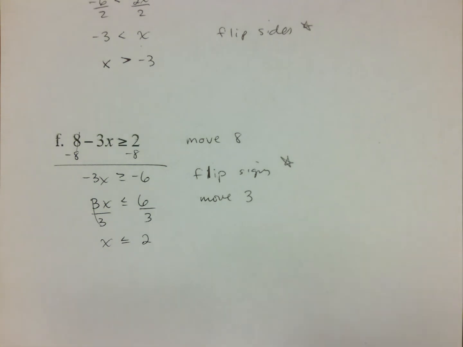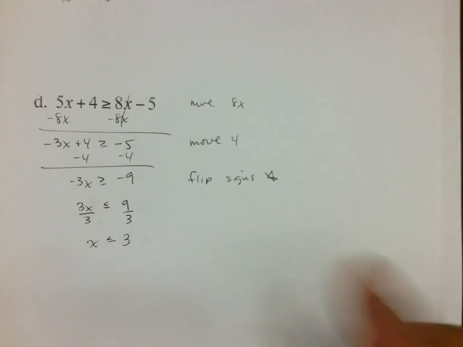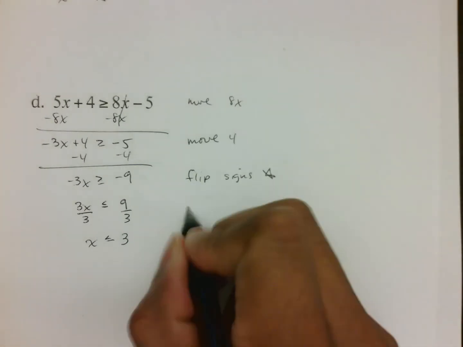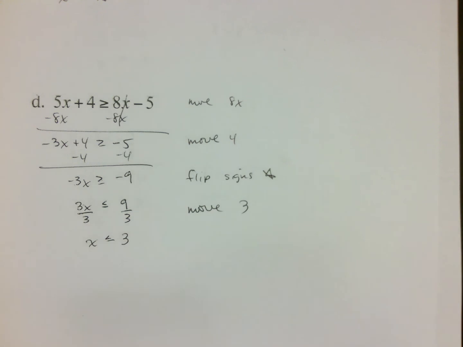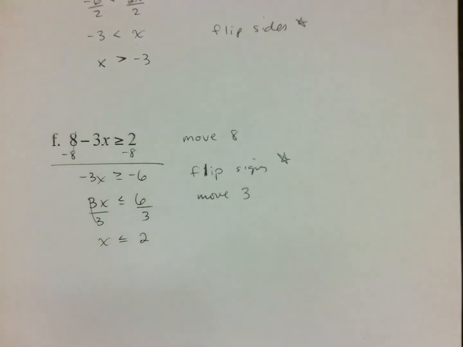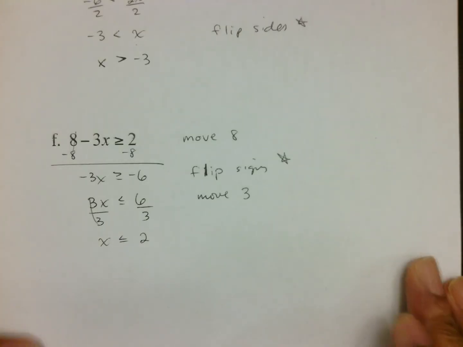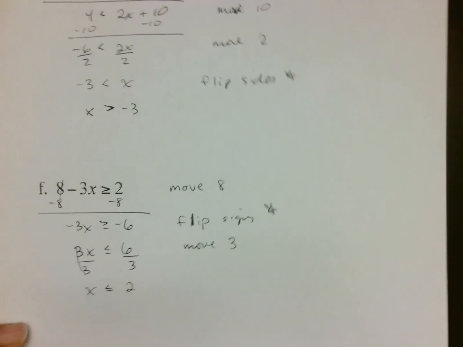Go back to letter D real fast, because I forgot to do this. After we flip signs, we need to move the 3 on that one also. That's where we divided by 3. I got so caught up in the fact that we flip signs. But again, flipping signs, flipping sides, that's what you're looking for.